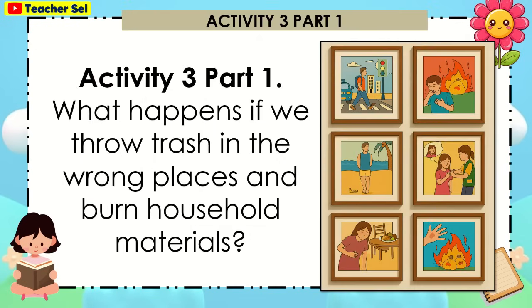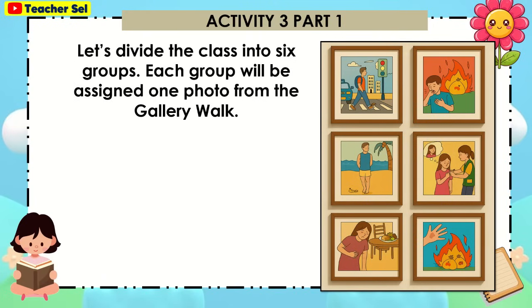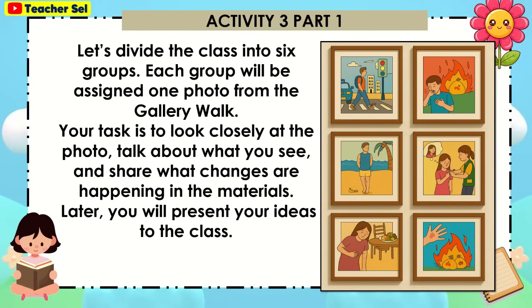For Activity 3, Part 1: what happens if we throw trash in the wrong places and burn household materials? Let's divide the class into 6 groups. Each group will be assigned one photo from the gallery walk. Your task is to look closely at the photo, talk about what you see, and share what changes are happening in the materials. Later, you will present your ideas to the class. Get ready to work as a team.